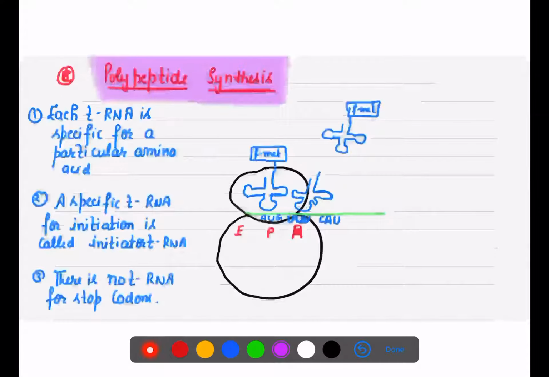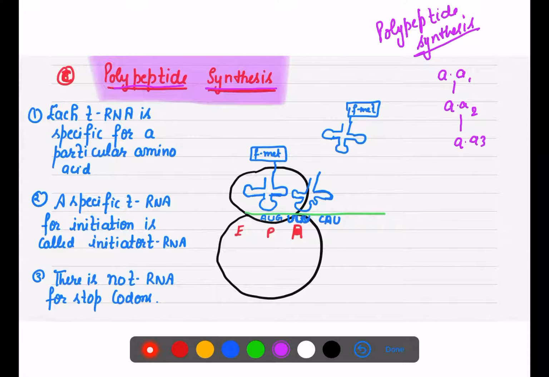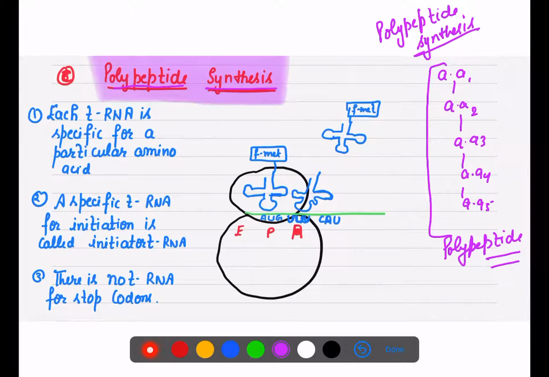So now the next step is that polypeptides are going to be formed. Polypeptide synthesis occurs. So what does polypeptide synthesis mean? One to many amino acids are going to join with the help of peptide bonds. In this way a polypeptide, or a chain with many peptide bonds, will be synthesized. There are a few points, especially 3 points, I need to mention here before I start.